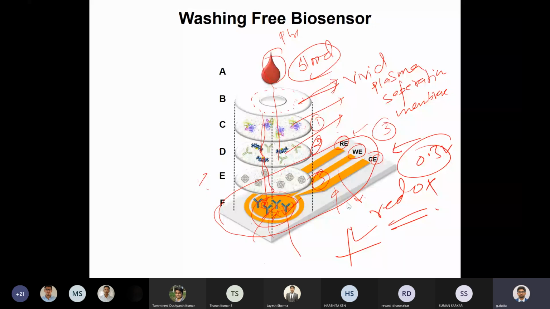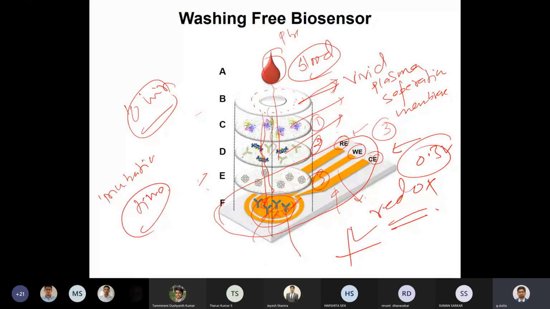So no need for many washing steps, just drop, and you have to wait like 10 to 15 minutes. Why do we need some time? Because it should go through all the paper, then it should come to the surface, then it will bind, or the reaction will happen. So for that we need some time. That is called incubation time. That you need. Then you will get the result. So this is a very, very simple biosensor, and it will be useful for point of care.